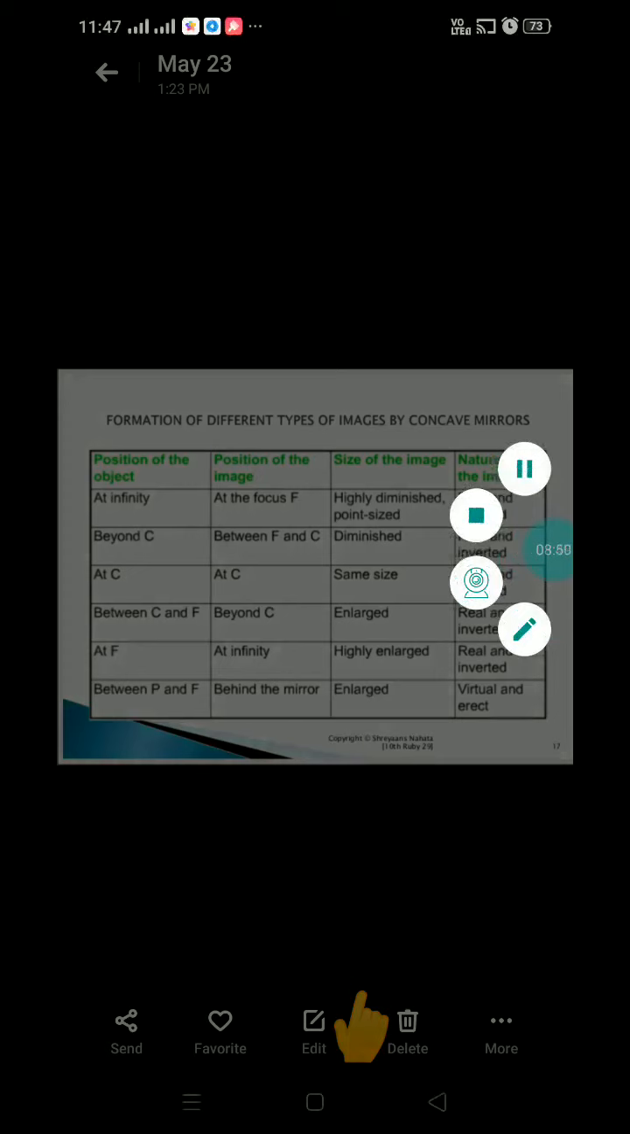Now we are going to the 6 different image formations of a concave mirror. Students, first case, we place the object at infinity. So where is the position of the image? In this case the image is formed at focus. What are its properties? Real and inverted and highly diminished, that means small sized.